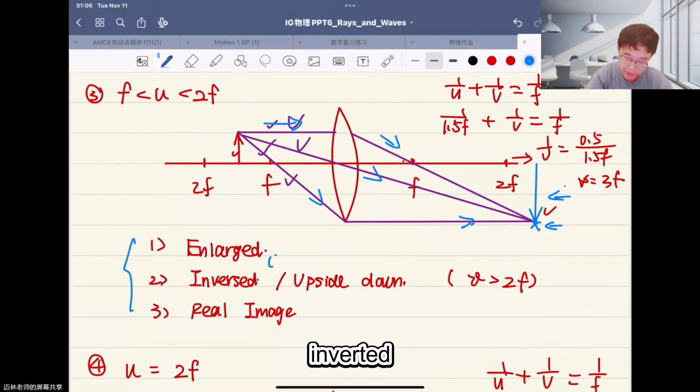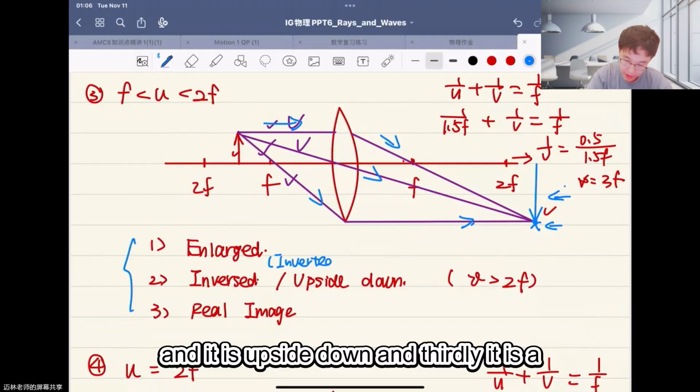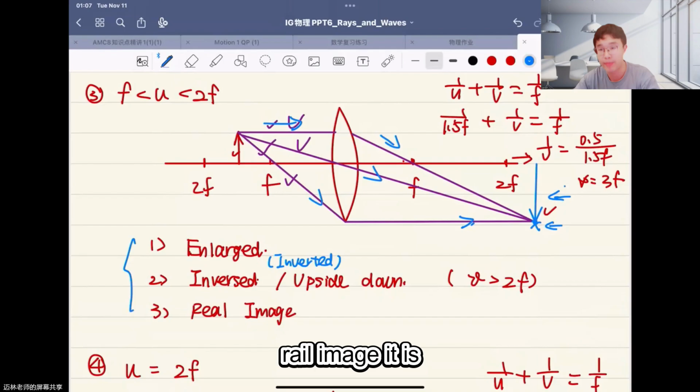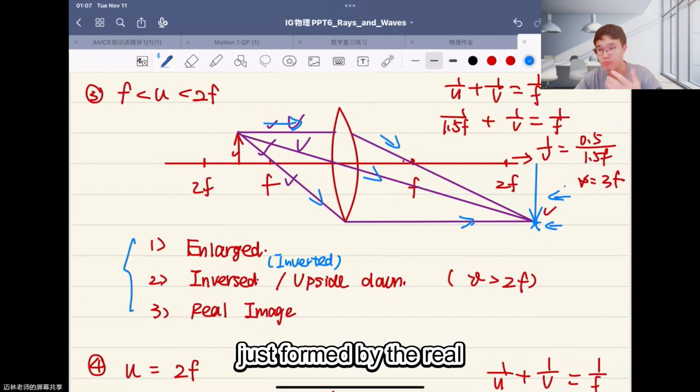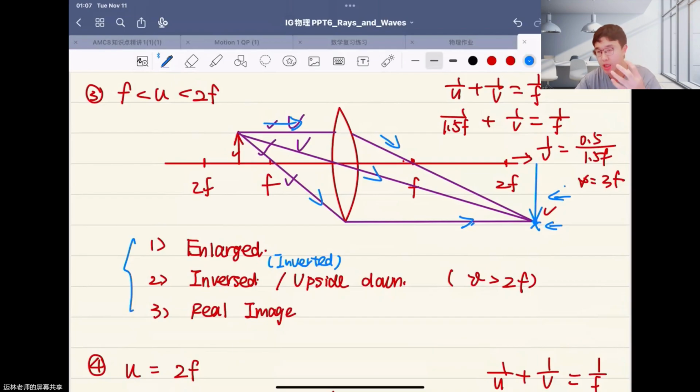Or you can also say inverted, and it is upside down. And thirdly, it is a real image. It is just formed by the real rays.